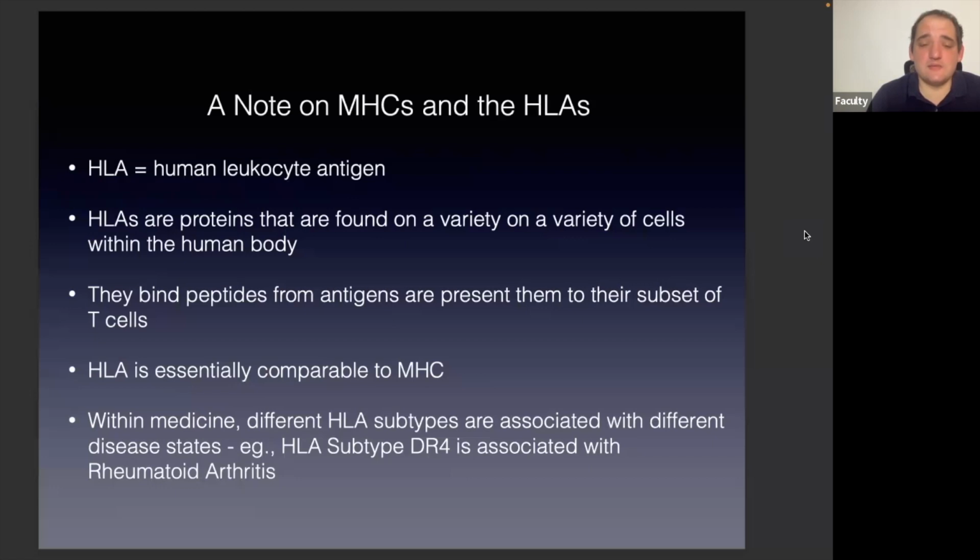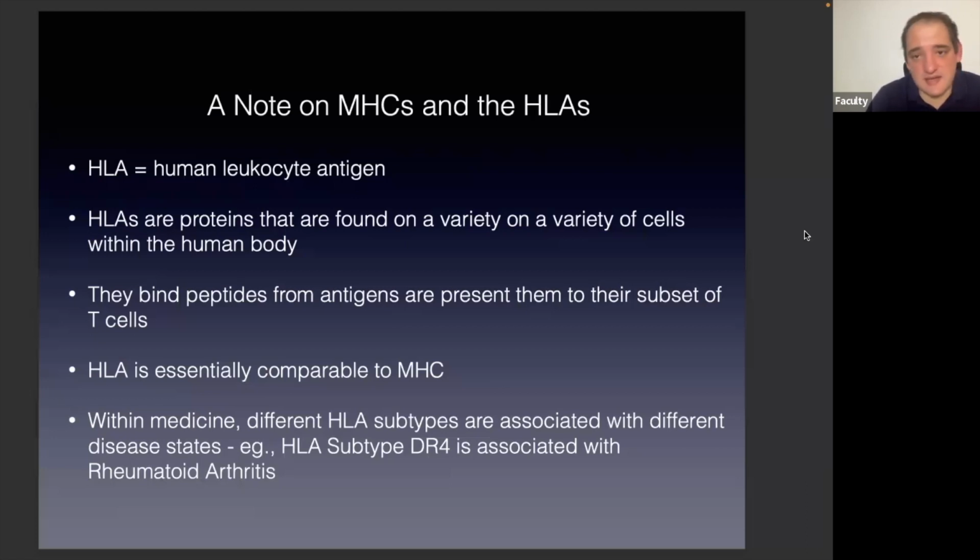What that means is that HLA, just like MHC, is involved with presenting parts of antigens to T cells. Within the subtype of DR4 associated with rheumatoid arthritis, there's a faulty process going on there. This is the avenue through which rheumatoid arthritis is an autoimmune disease. It's by impact of this HLA subtype.